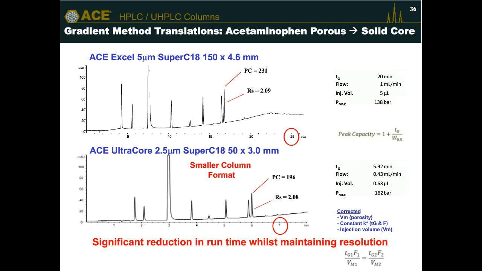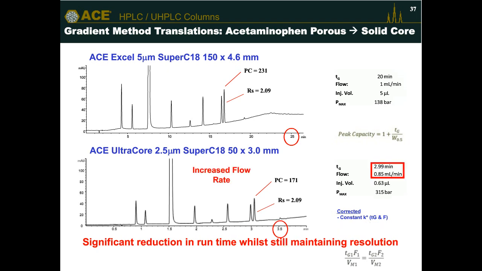You can then use the translation principles, go even faster by changing the column dimensions. And again, you've maintained the resolution and the peak capacity is okay, but you've done this now in 7 minutes compared to the original 25-minute method. You can double the flow rate, and that halves the gradient time. Now I've got a 3.5-minute method. Obviously, you need the post time after the gradient, but you really can speed up some of these older methods or start your new methods really on a much smaller column format.